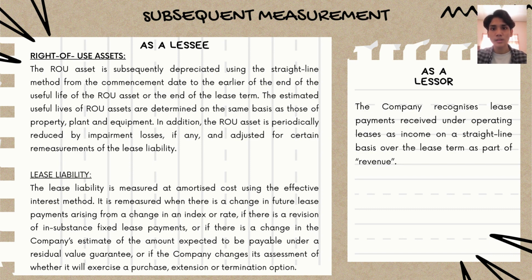Then, as a lessor, the company recognizes lease payment received under operating lease as income on a straight line basis over the lease term as a part of revenue.